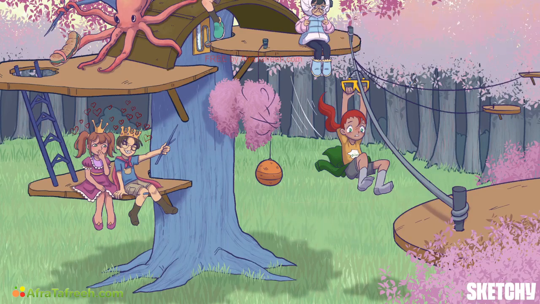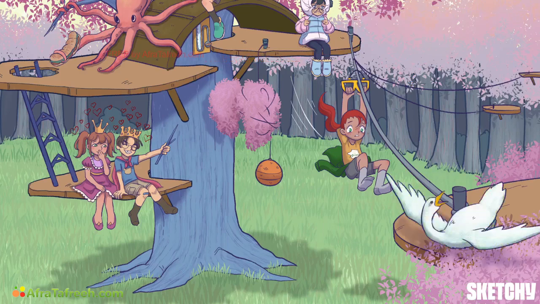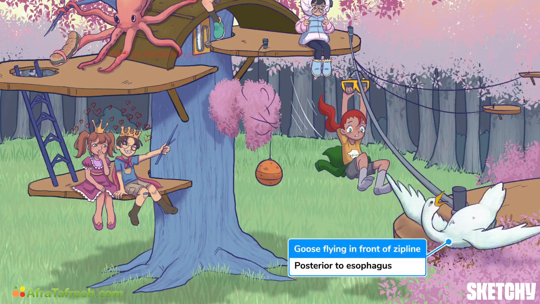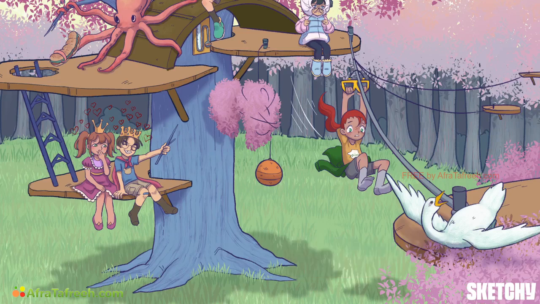get to choose either. The descending aorta at this point lies posterior to the esophagus, affectionately called the goose. So we've got a goose flying in front of the zipline. Because what's a little zipline without obstacles? Boring. That's what it is. This is important, as transesophageal echocardiography is able to visualize the descending aorta by turning the probe posteriorly.